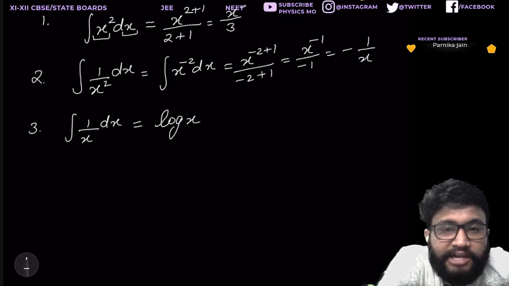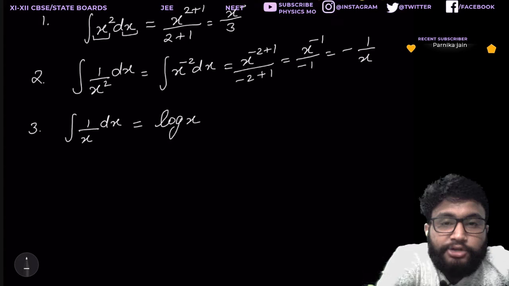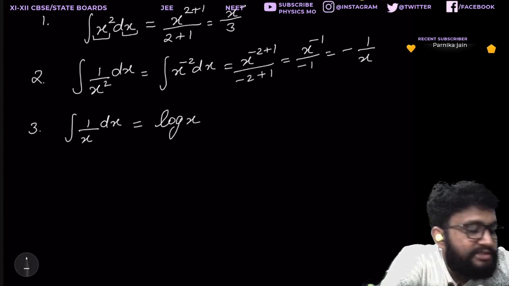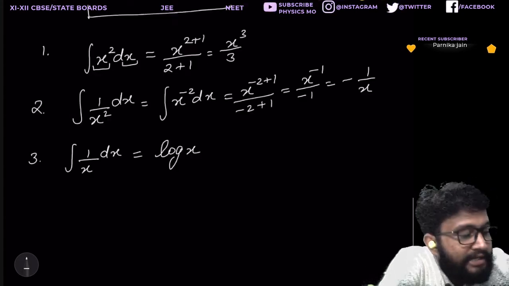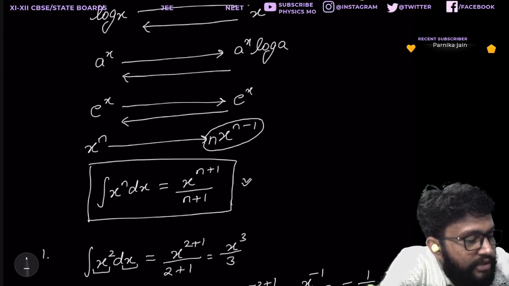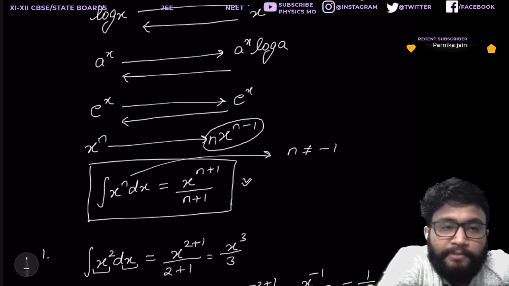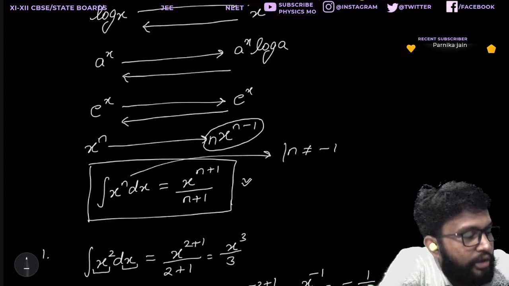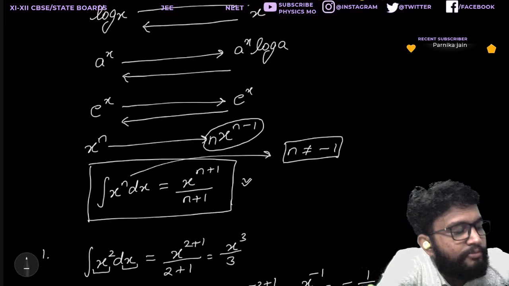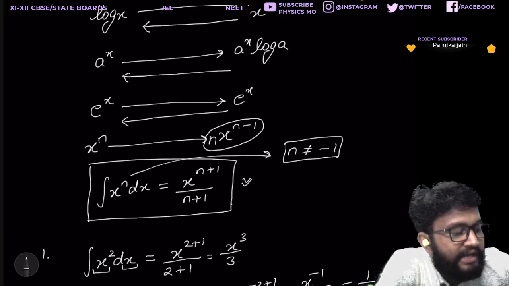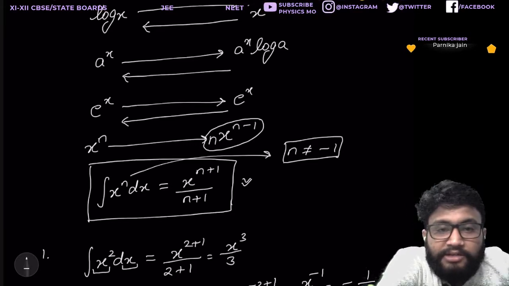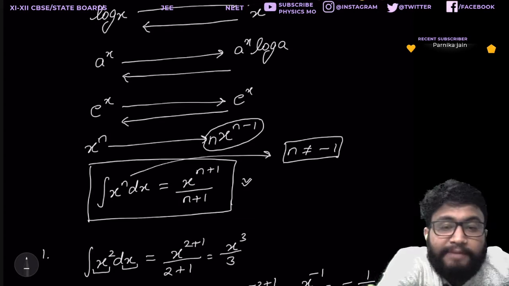So this is very good. This is an exception: in this formula the value of n cannot be equal to minus 1, because if n is equal to minus 1 and you write it in the denominator, you will get x raised to power n plus 1 upon 0.